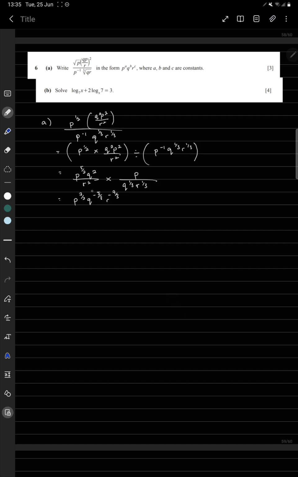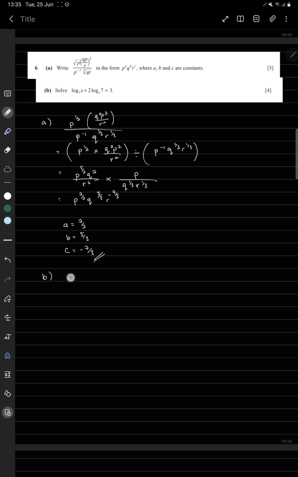Okay, looks like there's something wrong here. Q is supposed to be positive because it's 2 minus 1 over 3. Yeah, great. So now let's finalize our answer. We have a is equal to 7 over 2, b is 5 over 3, then c is negative 7 over 3. Okay, so let's move on to the next part, part B.